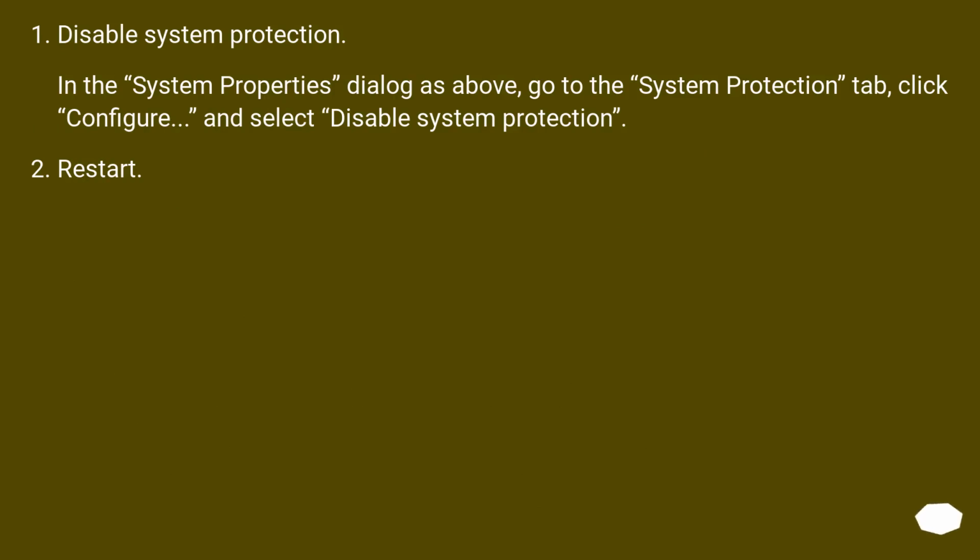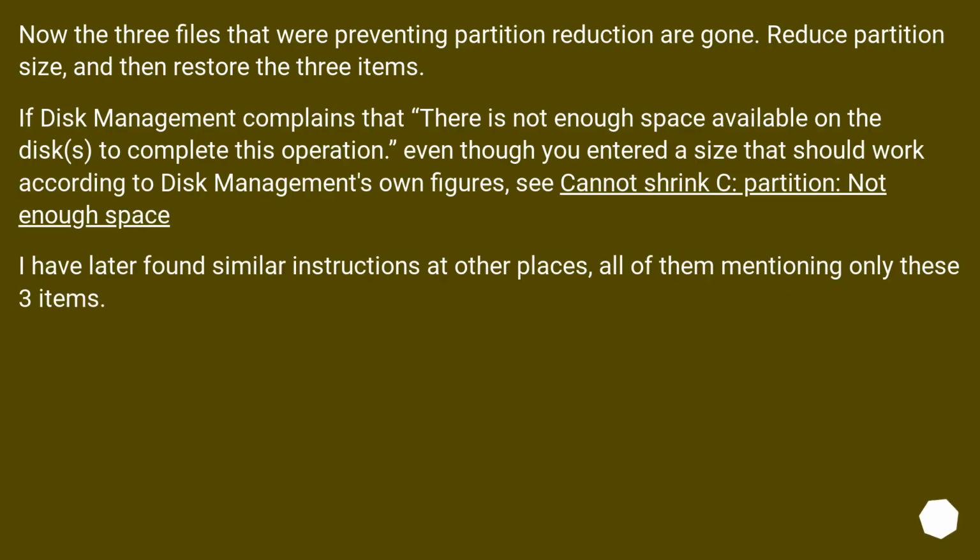Disable System Protection. In the System Properties dialog as above, go to the System Protection tab, click Configure, and select Disable System Protection. Restart. Now the 3 files that were preventing partition reduction are gone. Reduce the partition size, and then restore the 3 items.